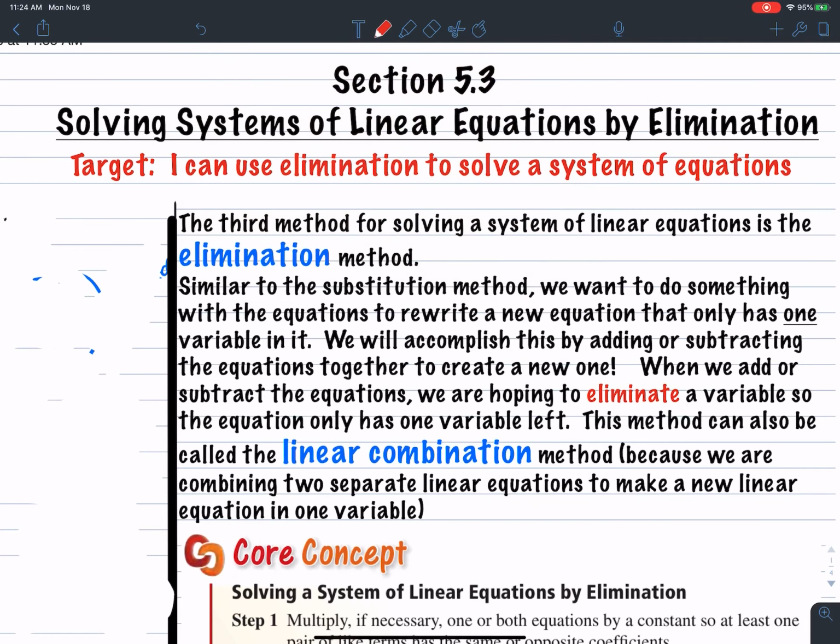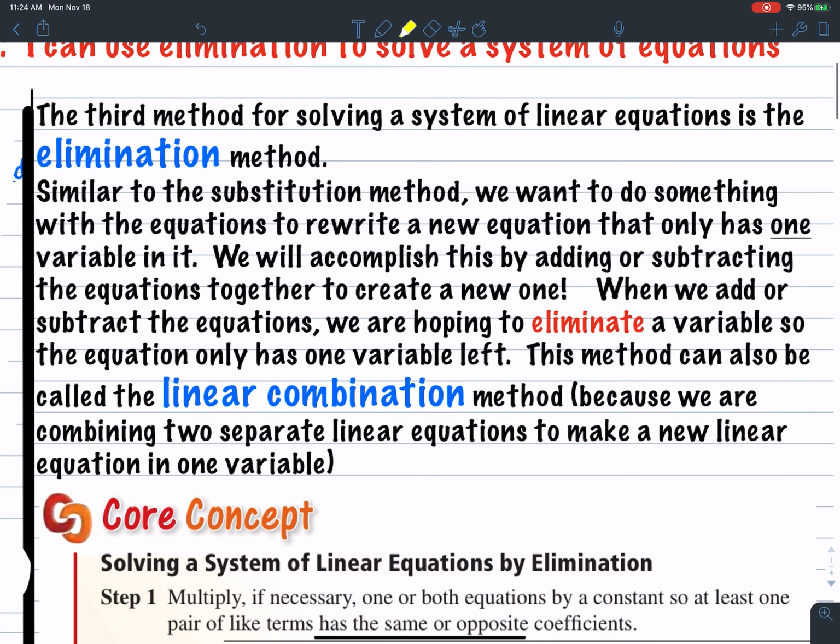All right, so today's video, we're going to cover section 5.3 from our textbook, which is solving systems of linear equations using the third method that we know called elimination. So first, I want us just to point out that what we're doing is going to be something similar in idea or concept to the substitution method.